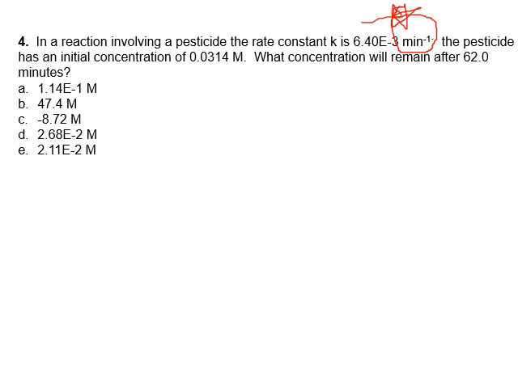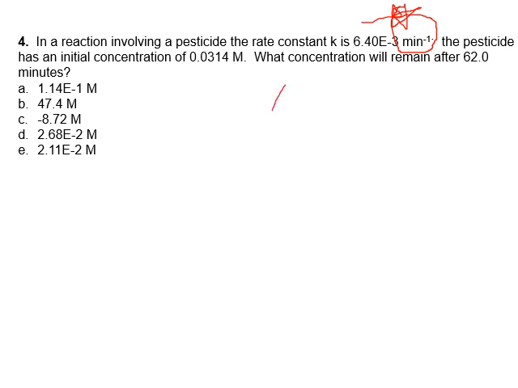What is the clue? So look at it for a second. The units are given in minutes to the -1. What order has units of minutes or seconds to the -1? Is it 0? No, because that would be moles per liter per second. Is it first? Yes, because first already has the moles per liter. So you just have to put in the seconds or minutes to the -1. So this is going to be first order.